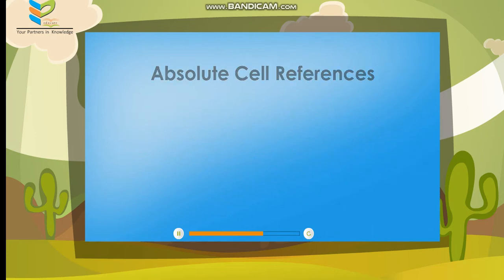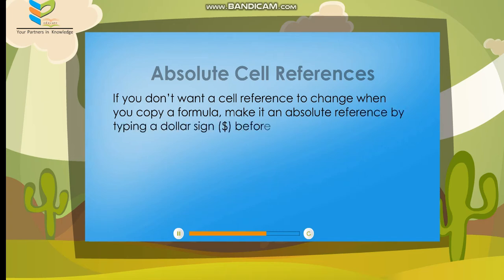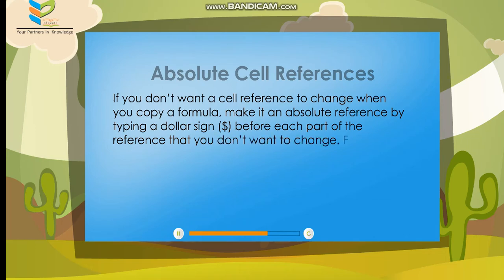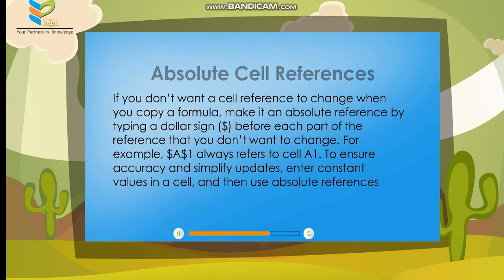Absolute cell references. If you don't want a cell reference to change when you copy a formula, make it an absolute reference by typing a $ sign before each part of the reference that you don't want to change. For example, $A$1 always refers to cell A1. To ensure accuracy and simplify updates, enter constant values in a cell and then use absolute references to them in formulas.